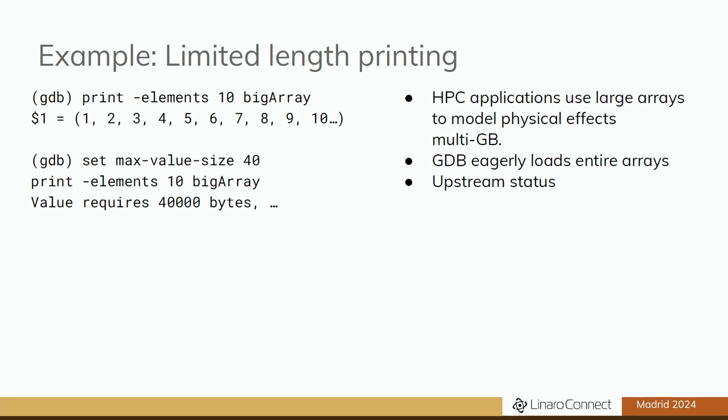So next, some examples of how we've had to change GDB. So HPC applications typically contain very large multi-gigabyte arrays. They represent the simulation space, so your galaxy or the atmosphere in the case of weather forecasting.